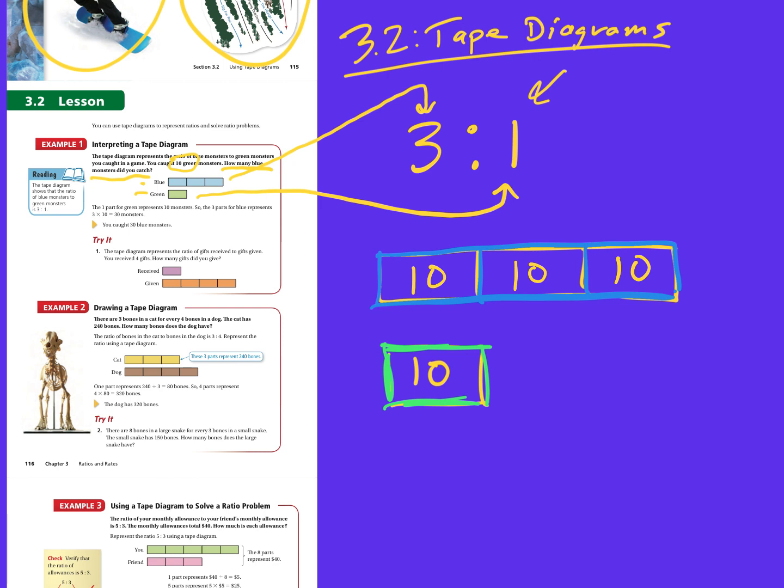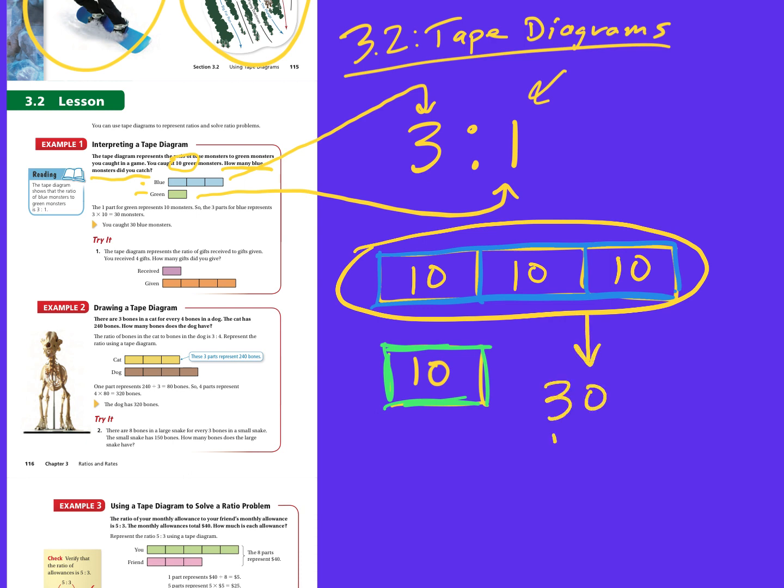When it asks you how many total blue monsters you caught, you add up all of those boxes. So that would give us 30. 30 blue monsters were caught in the game. And we found that out by using the blue tape diagram.